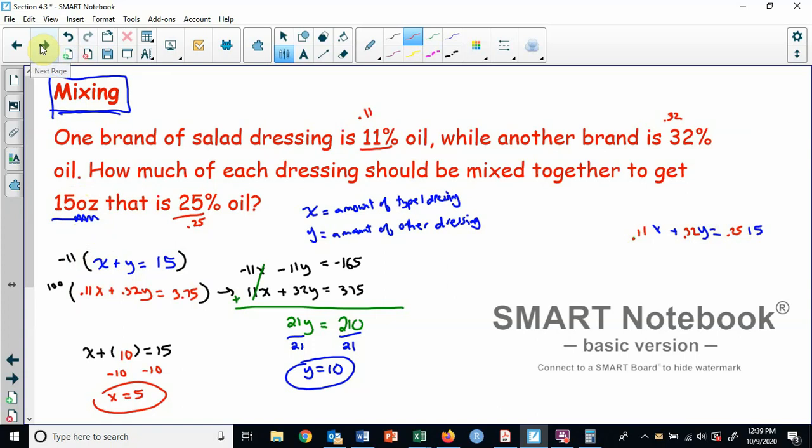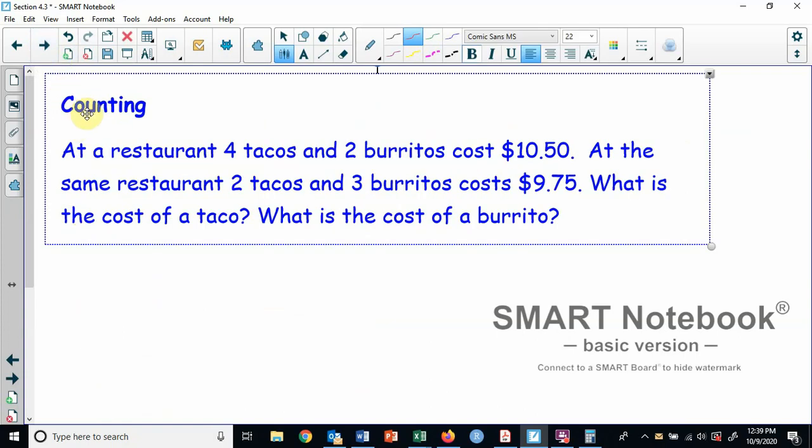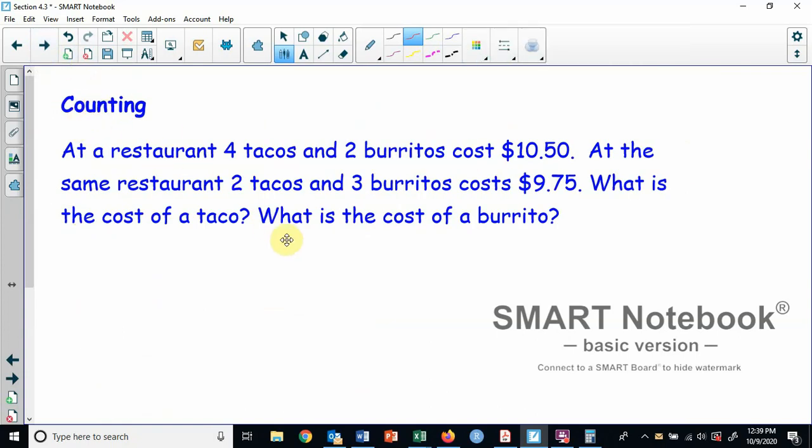All right, one last type that we need to look at is going to be what I call a counting one. That's not actually the name of them, but that's what I call them. They're counting ones, and they tell you how many of something you have going on. So let's say you're eating at your favorite Mexican restaurant, and you buy 4 tacos and 2 burritos, and it costs you $10.50. Then you go back to the same restaurant, so the same prices. You buy 2 tacos and 3 burritos, and it costs you $9.75.